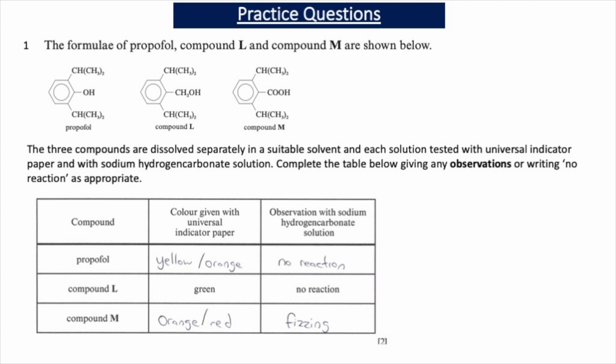Now, for compound M, you're asked the same question. What would happen with universal indicator paper and what would happen with sodium hydrogen carbonate solution? Well, compound M contains a carboxylic acid group, so it's going to be a stronger weak acid. So they accepted orange or red with universal indicator paper, and carboxylic acids react with metal carbonates and metal hydrogen carbonates. So if you add sodium hydrogen carbonate solution, you would see fizzing because carbon dioxide would be produced.